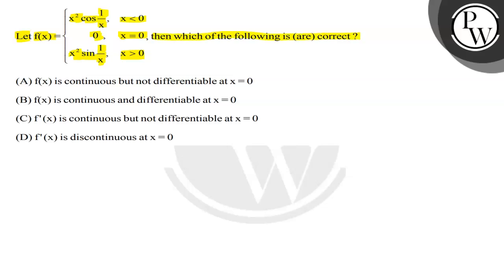Which are correct? Option A, f(x) is continuous but not differentiable at x equal to 0. Option B, f(x) is continuous and differentiable at x equal to 0. Option C, f prime is continuous but not differentiable at x equal to 0. And option D is f prime x is discontinuous at x equal to 0.